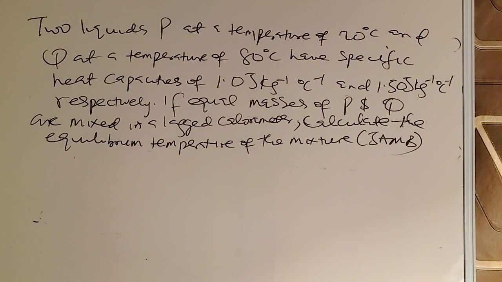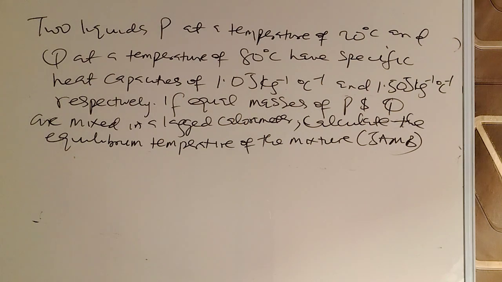So we're now going to look at some miscellaneous questions, or some simple problems, but tricky, but simple anyway, under method of mixture. We have one on the board that says two liquids, P at a temperature of 20 degrees Celsius and Q at a temperature of 80 degrees Celsius, have specific heat capacities of 1.0 joule per kilogram per degree Celsius and 1.50 joule per kilogram per degree Celsius, respectively. If equal masses of P and Q are mixed in a lagged calorimeter, calculate the equilibrium temperature of the mixture.